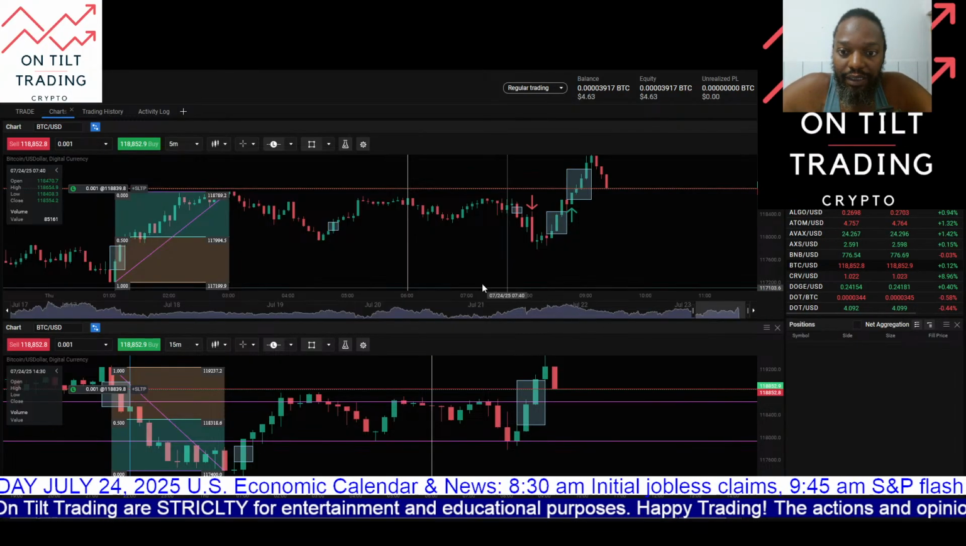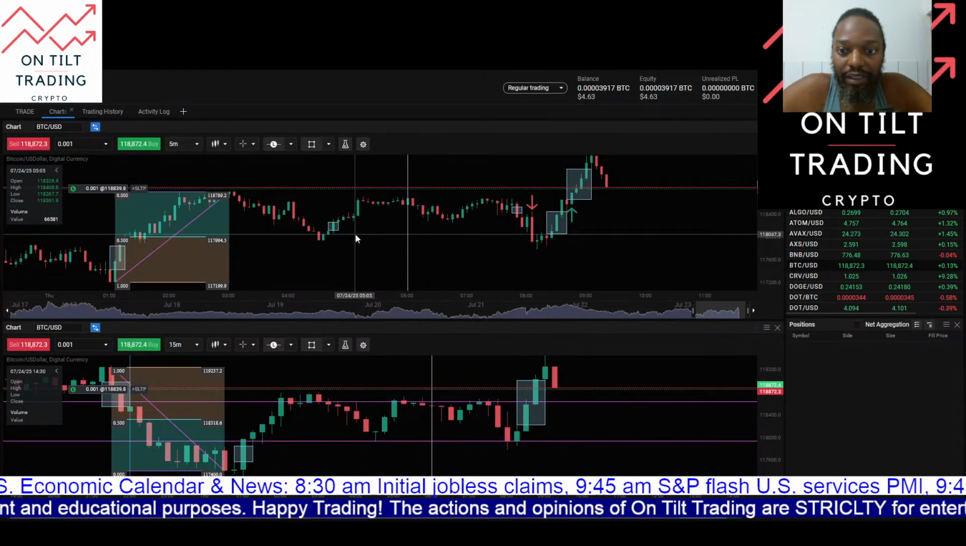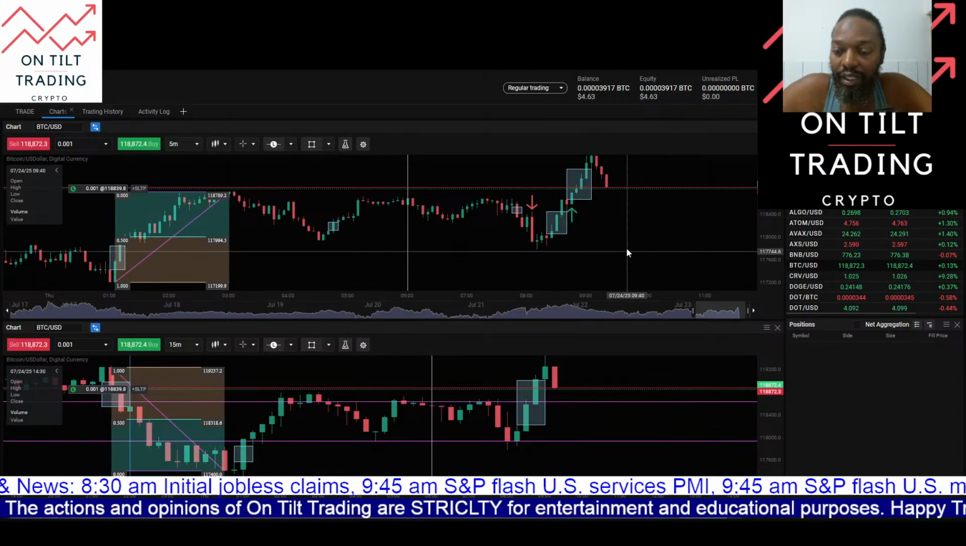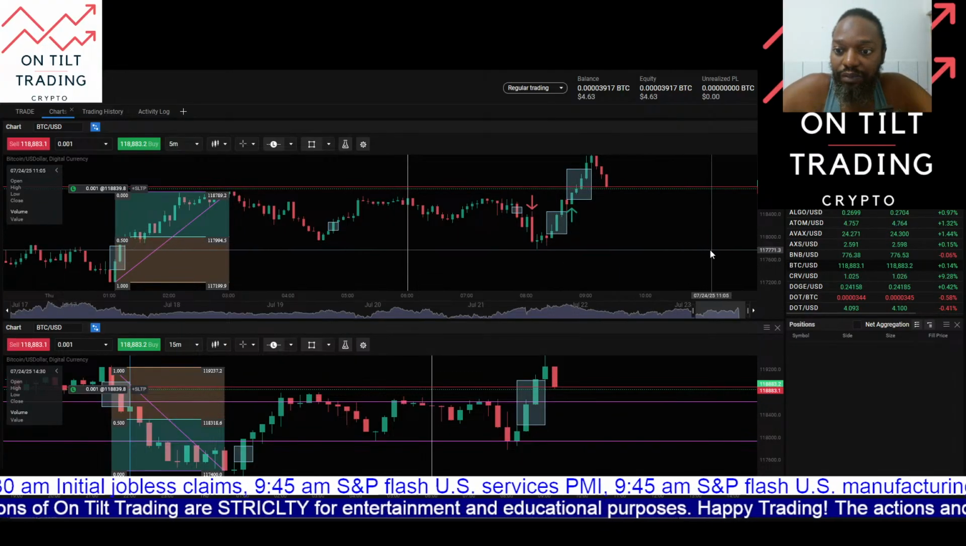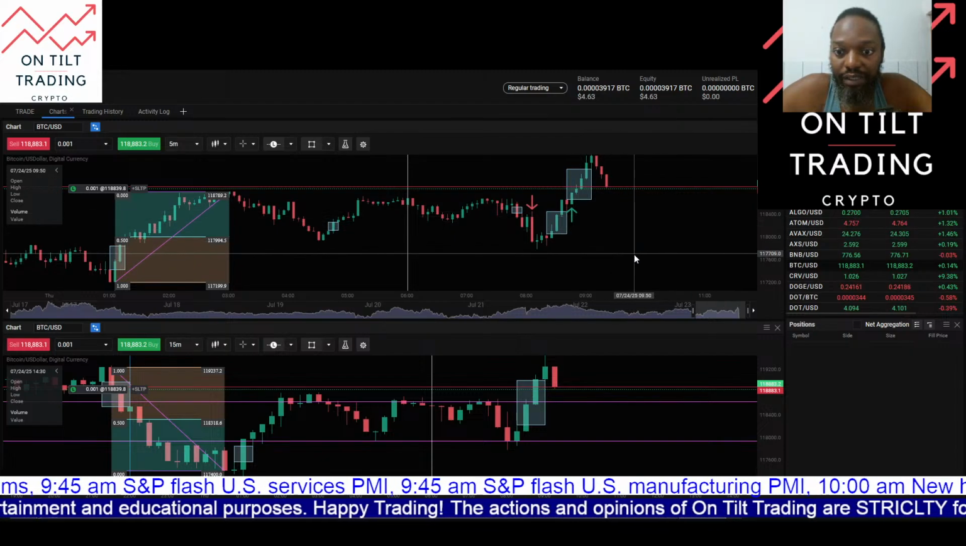So if I'm able to get an entry, my profit target is going to be higher up in the charts and to the left. I want to give this price action some time to work itself out. If I'm able to get an entry, ideally I can be here for it.